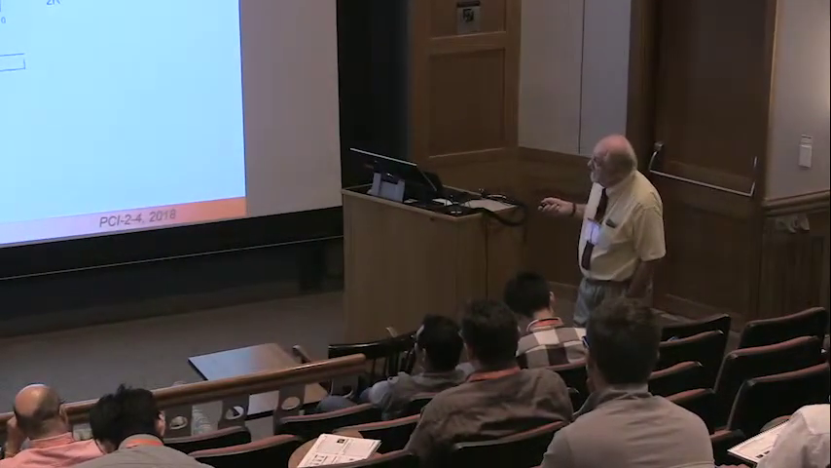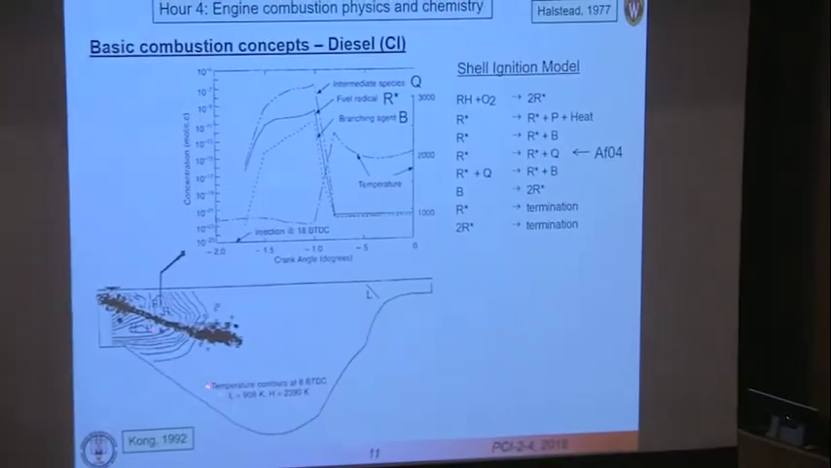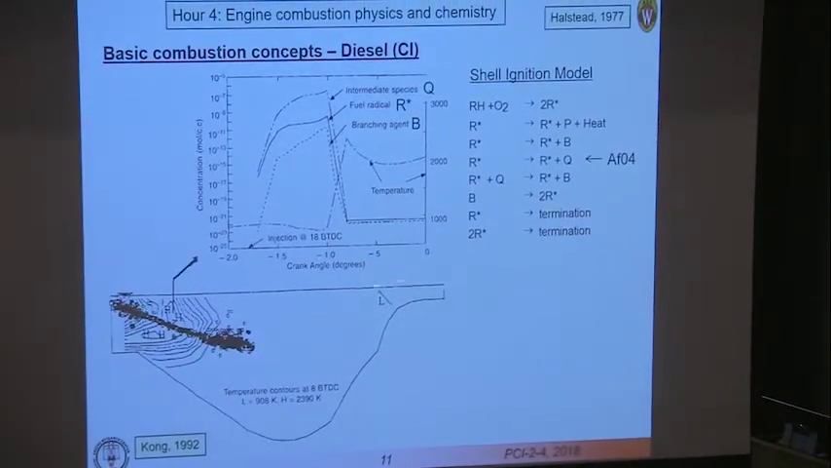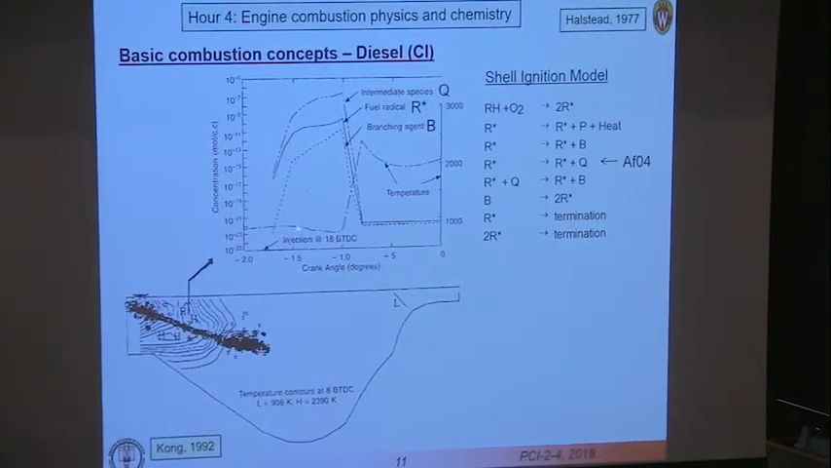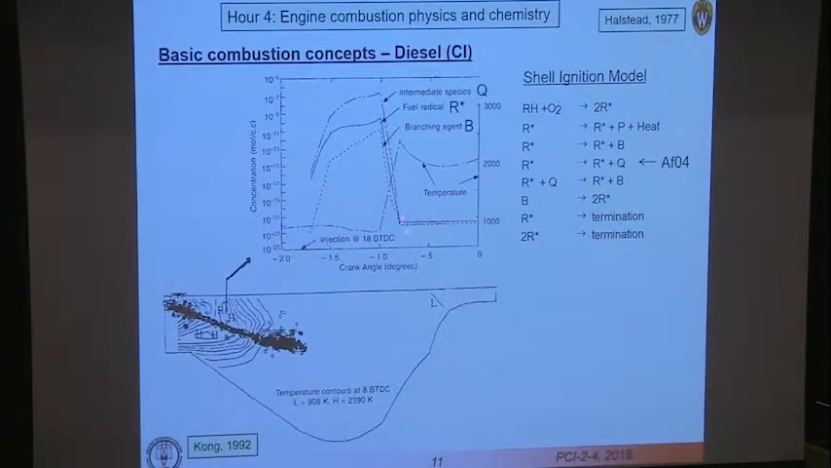Here I'm showing one half of a combustion chamber. This is the piston here. Here's the head, and here's a fuel spray injected into the diesel engine. We inject fuel, and in this case injection was 18 degrees before top dead center. At a certain moment, we start to see ignition. And this plot here shows that the ignition occurred at roughly 8 degrees before top dead center.